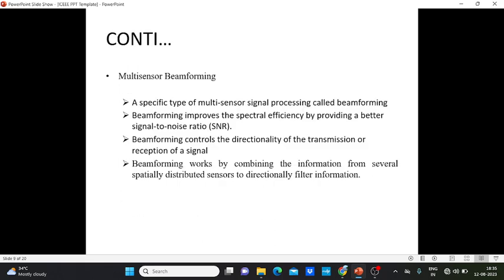So next one, multi-sensor beamforming in multi-channel speech enhancement. It is a specific type of multi-sensor signal processing and it improves the signal to noise ratio. It provides better results and also controls the direction of the antenna signal. It works by combining the information from several distributed sensors and directionally filtering the information.